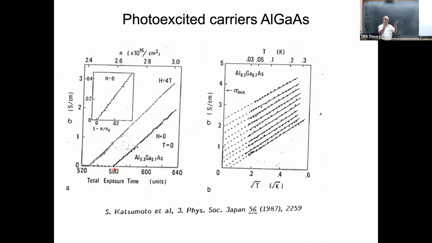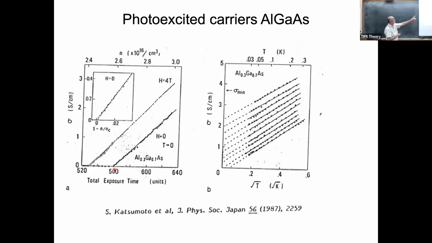You basically pump the electrons from a deep level to a shallow level, and at the shallow level, they form an impurity band, and that then undergoes a metal insulator transition depending on how many electrons you have in that shallow band. And again, it's the same story. It looks like it goes linearly with concentration.